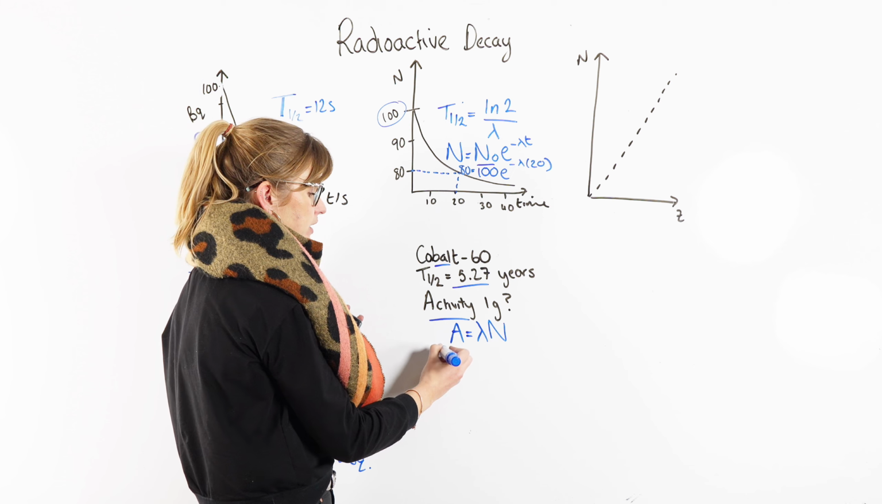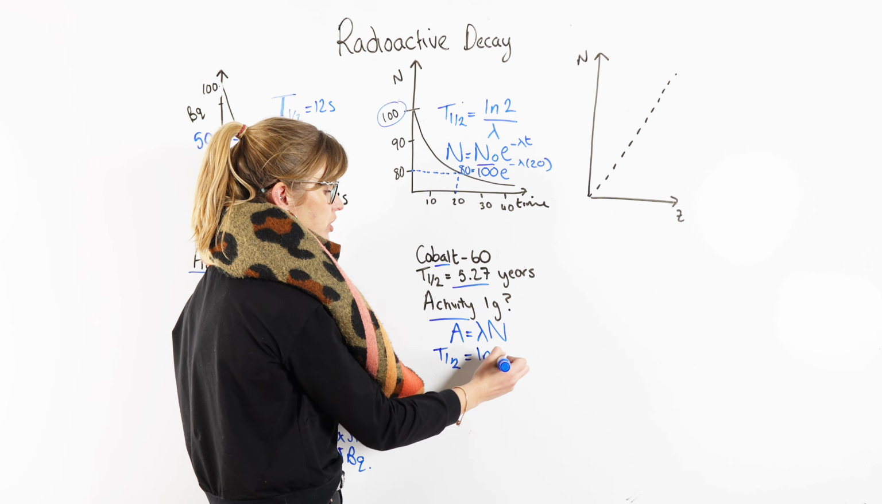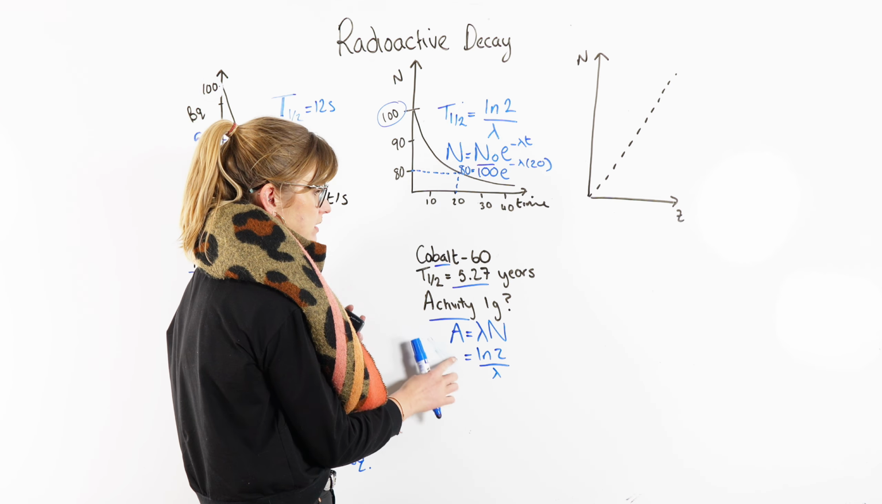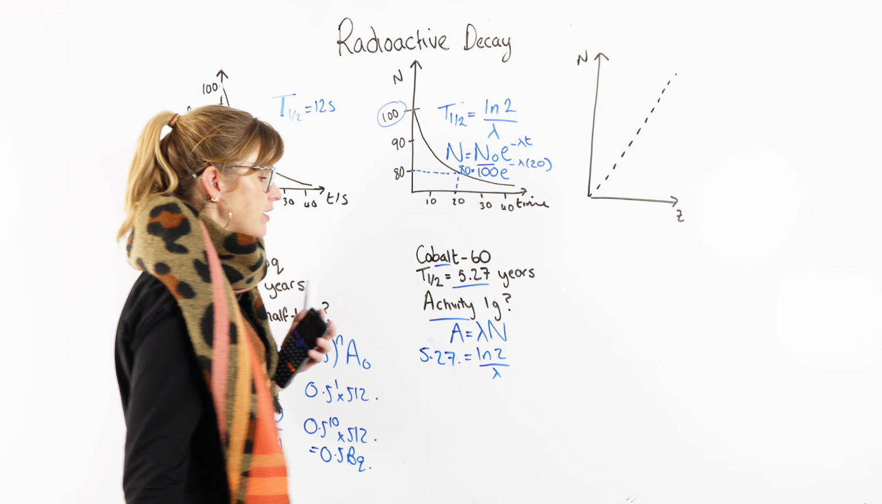So again, I'm not given the decay constant here, but I can see from this equation that to calculate the decay constant, I know that t to the power half, my half-life, is equal to the natural log of 2 divided by the decay constant. I know what the half-life is. It's 5.27 years.